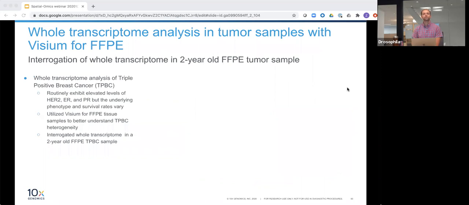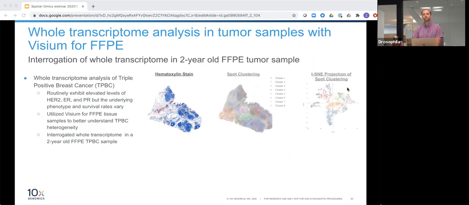We also looked at this in slightly older tissue samples. So this is a triple positive breast cancer sample, 2 years old in FFPE. You can see your classic hematoxylin staining. The blue regions there are likely to be the cancerous regions. You can get a really nice distinct clustering with this spatially naive T-SNE that overlays very nicely with the structure that you see here in the hematoxylin stain.